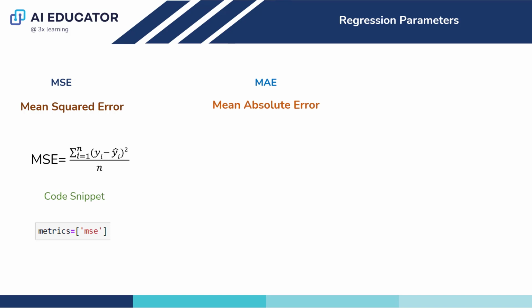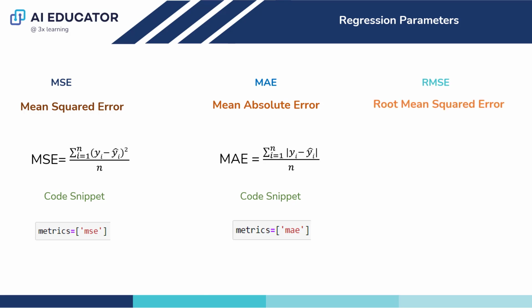Now let us look into MAE, which is the mean absolute error. It is the average of the absolute difference between the predicted and actual values. In order to assign MAE as the evaluation parameter, all you need to write is metrics equals to inside a square bracket MAE.